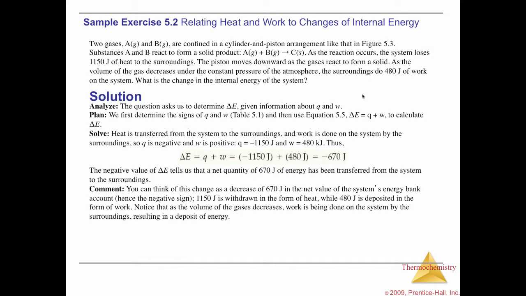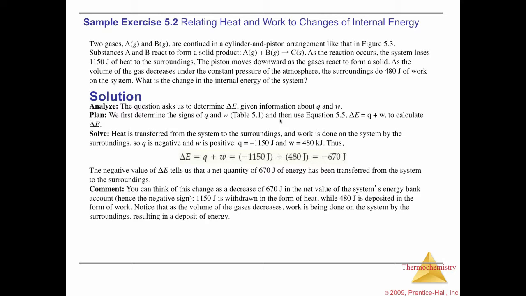The question asks us to determine the change in energy of a system given information about heat and work. We first determine the signs of heat and work, and then use equation 5.5, which is the change in energy equals heat plus work, to calculate the change in energy. Heat is transferred from the system to the surroundings. We know this because the question tells us that the system loses 1,150 joules of heat to the surroundings. So it's releasing heat, and that means that we need a negative sign for heat.